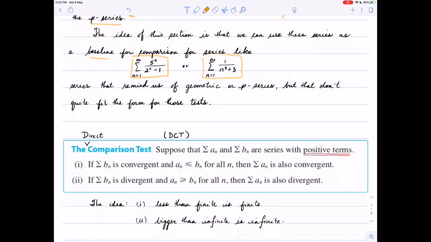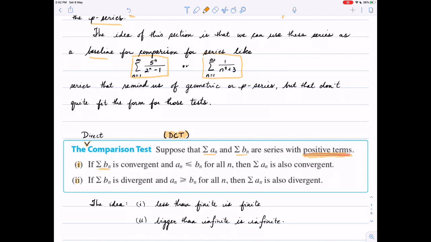It is very often just called the comparison test. I like the word direct to distinguish it from the limit comparison test. So the direct comparison test, or DCT. Suppose that we have two series here that have positive terms. This test does not apply if the series terms are not positive. So there are two versions of this.